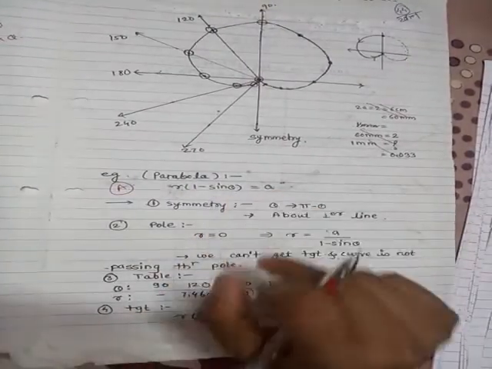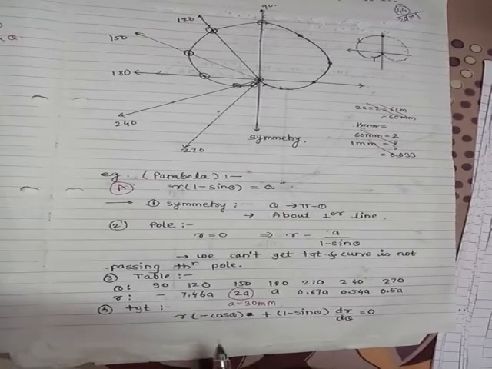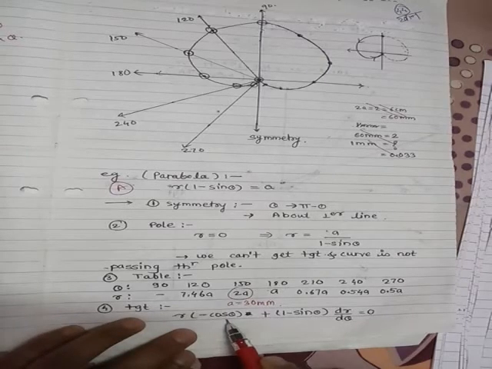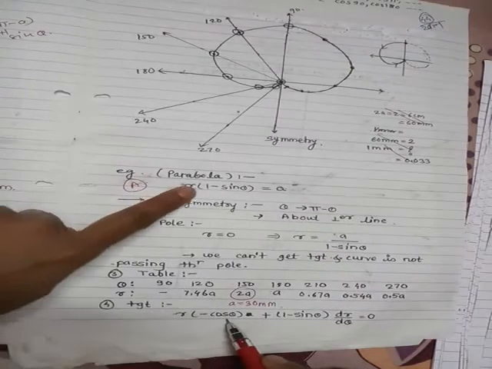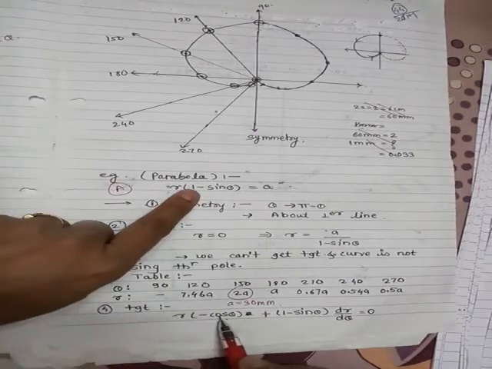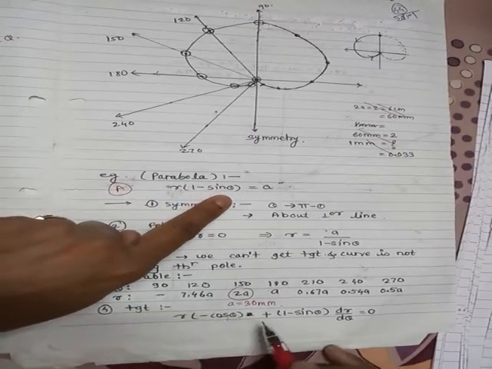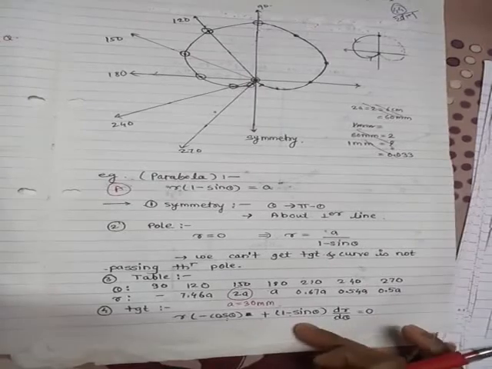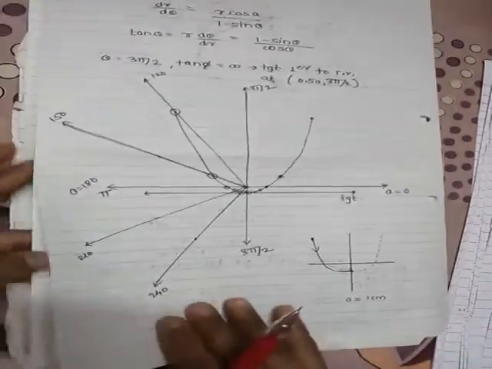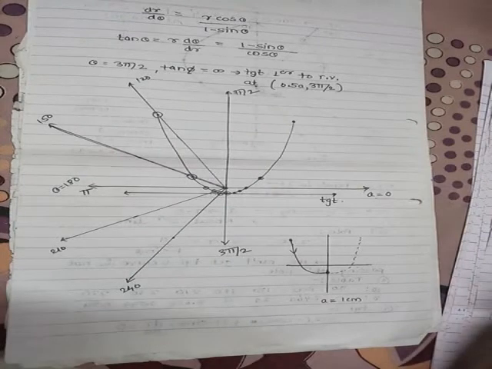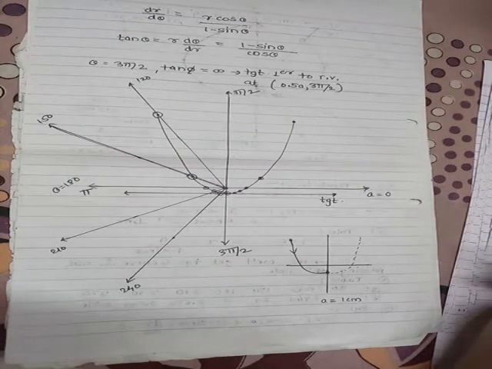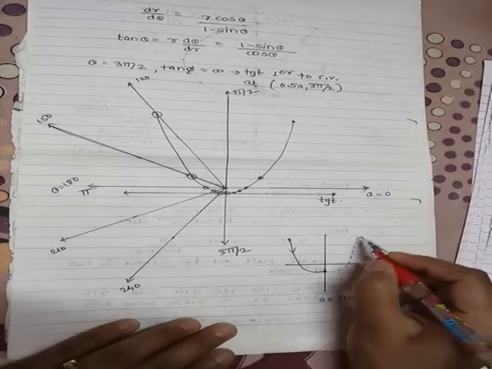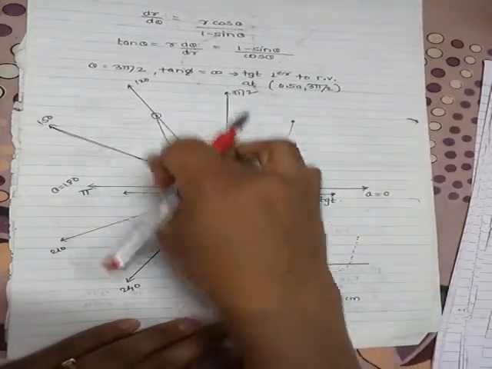r into 1 minus sine theta equal to a. Here to find the tangent other than at the pole, we have to use the product rule. So r into 1, derivative is 0, minus sine theta, derivative is minus cos theta, plus 1 minus sine theta as it is. R derivative with respect to theta is dr by d theta. So this is for your assignment. This is the curve. By plotting the points we get this curve, and symmetry is about the perpendicular line, hence we have to join this part, so we get the parabola in this way.